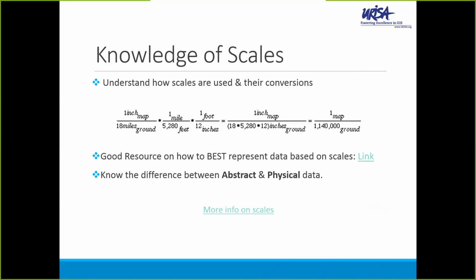For this slide, I want you to know the difference between abstract data and physical data. Abstract data, this is what we draw, but isn't actually there, like political boundaries. Physical data is your physical geography, actual features and structures, land masses and water.